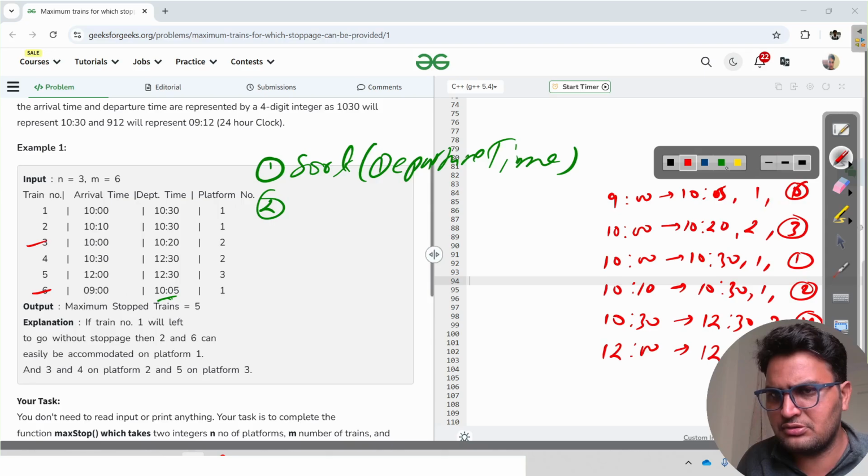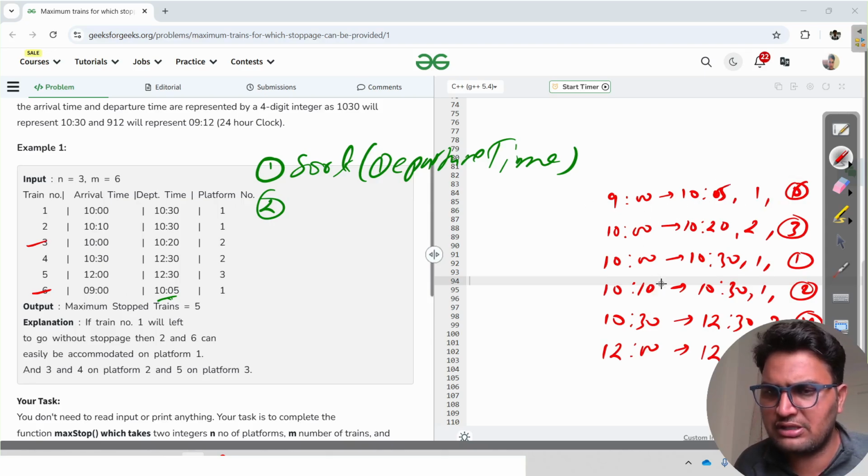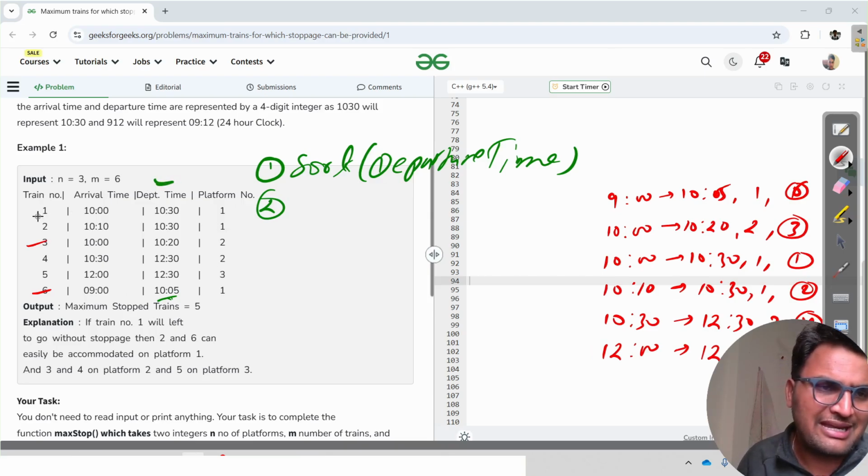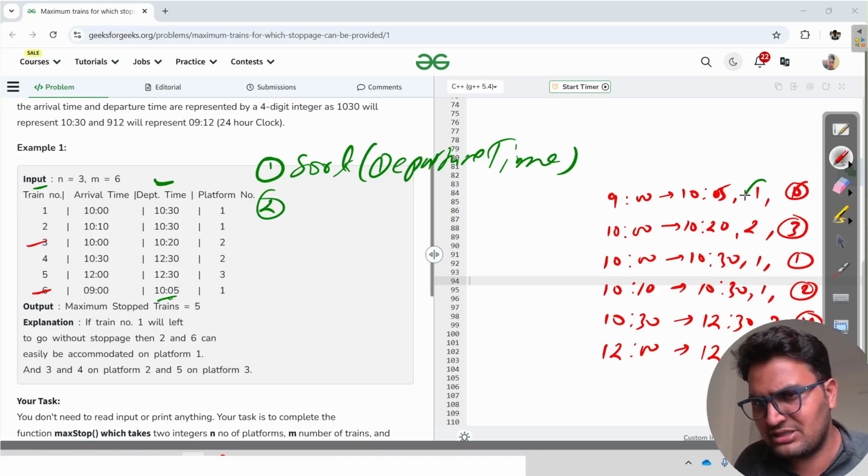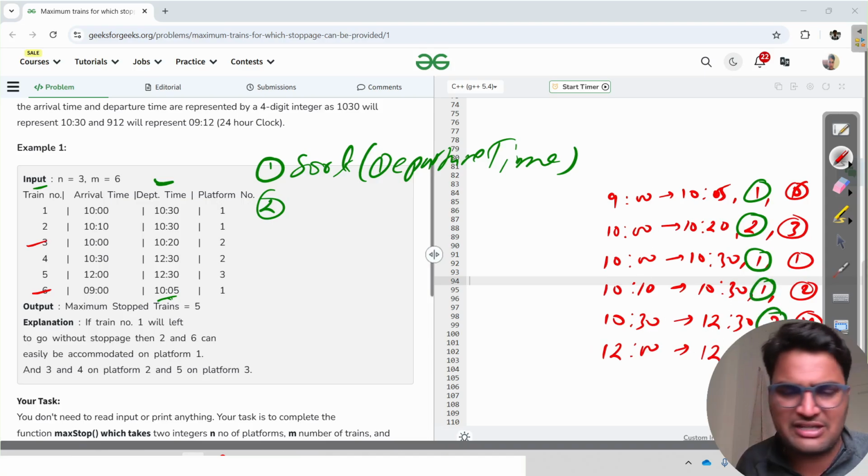So I hope you got it. I have sorted this train data on the basis of the departure time and the train number. If the departure time is the same, then I am sorting on the basis of the train number, correct? These are the platform numbers on which we have to stop these trains, correct. So now sorting is done.